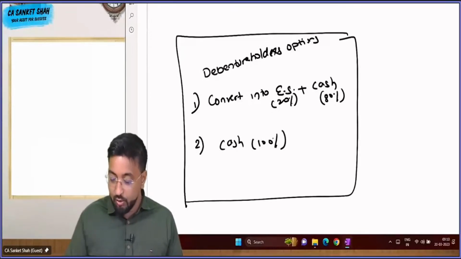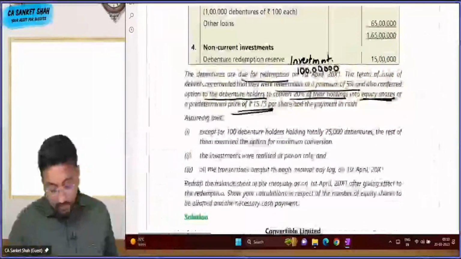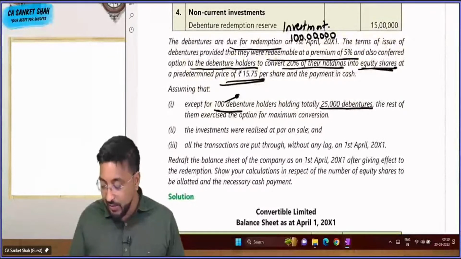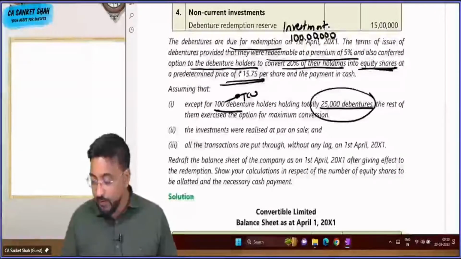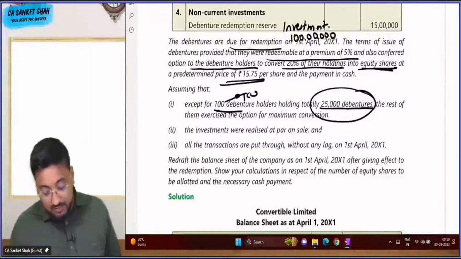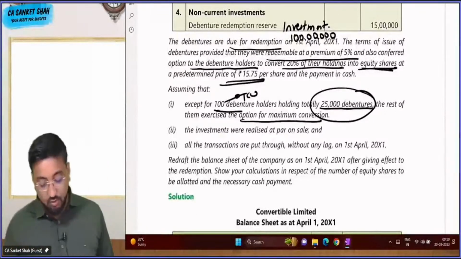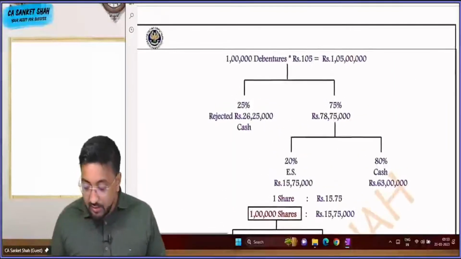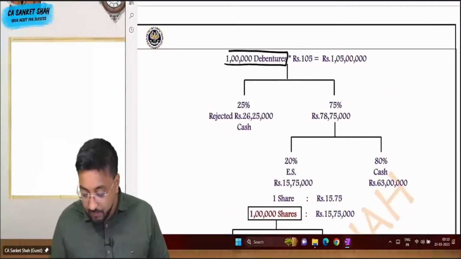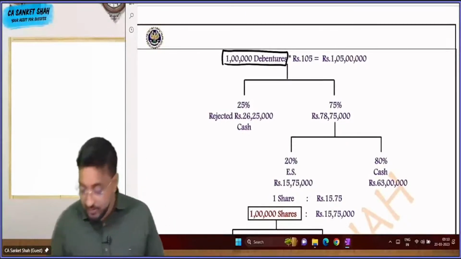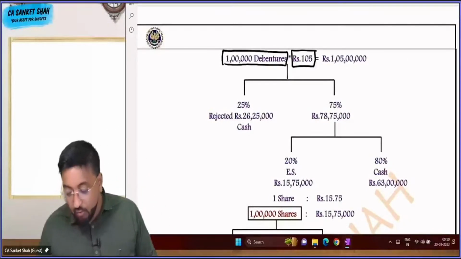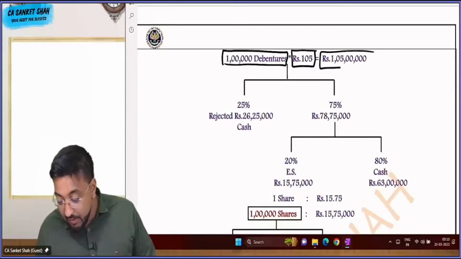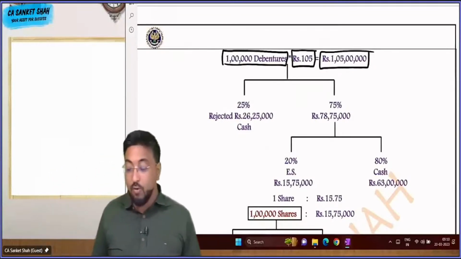So you got the two options. Except for 100 debentures holding 25,000 debentures, 100 debentures to confuse us. 25,000 debentures, rest of them exercise the option for maximum conversion. Okay, sir. So what is the diagram? Now you can check here. How many debentures are there? 1 lakh debentures. Okay, 1 lakh debentures into what is the amount of debenture? 105. 105 is the amount. So how much amount they want to pay it back? They want to pay it back 1 crore 5 lakhs rupees.